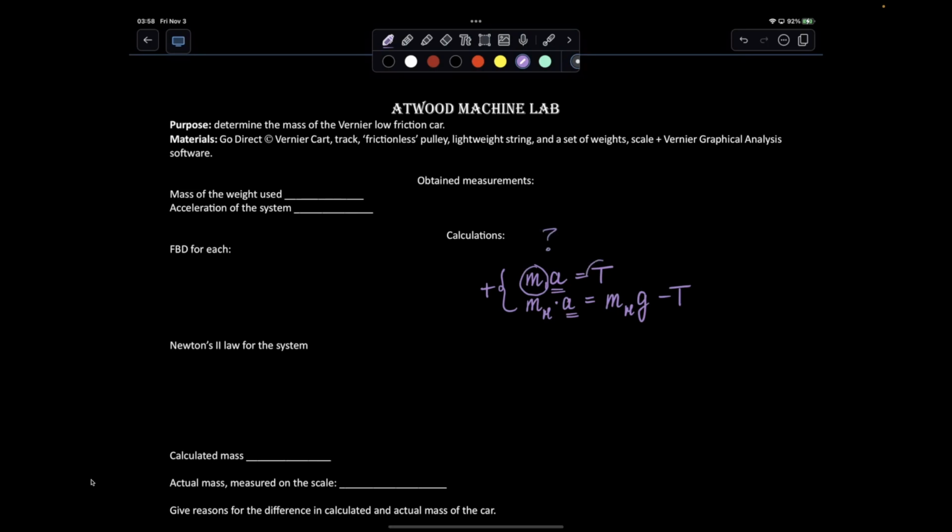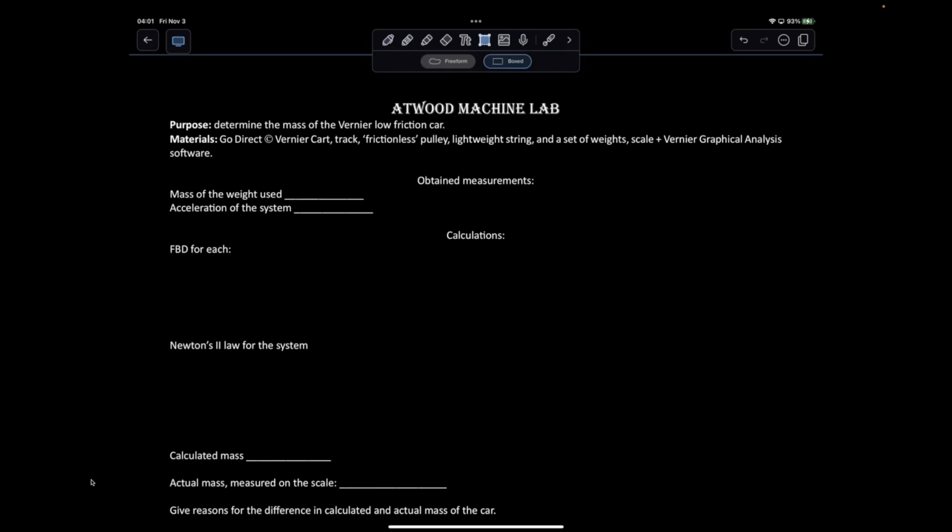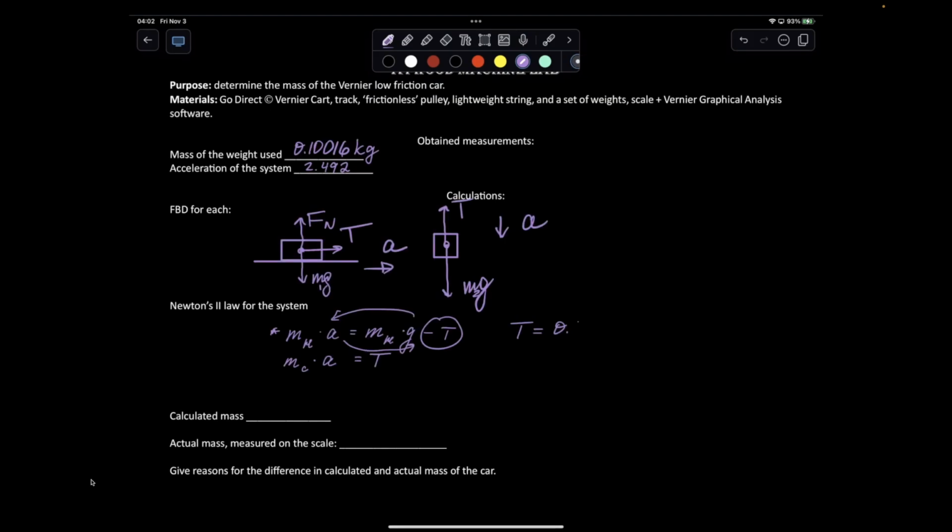So if I take my tension from here, I could rearrange this as tension equals the hanging mass times g minus the found acceleration. I'm using one of the data sets that I got from a group. They had a 100-gram weight, but when they put that on the scale, it gave them this mass, 116 grams. So you have to convert that to kilograms. And the acceleration that the cart showed was 2.492. 0.10016 times 9.8 minus 2.492. That gets me 0.73, about 20 newtons. I round it after that.